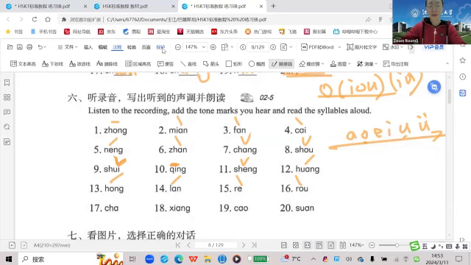茶. Is it first tone or second tone? Yes. The other students? Second tone. Cha, not cha. The first tone should be cha. Okay, number 18. 想.